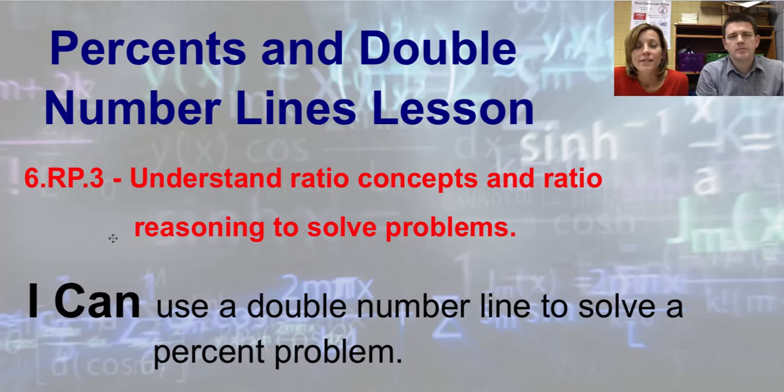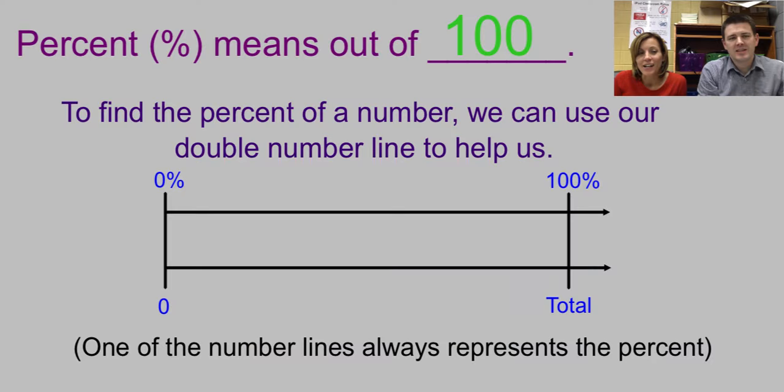Welcome back. Today's lesson is percents and double number lines. Our standard is 6.RP.3, understanding ratio concepts and ratio reasoning to solve problems. I can use a number line to solve a percent problem, is our I can statement.